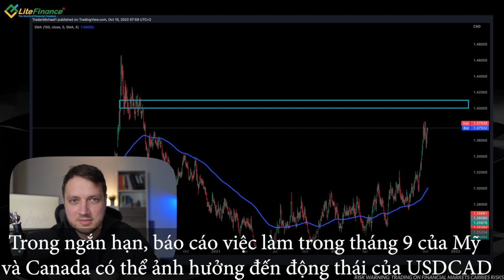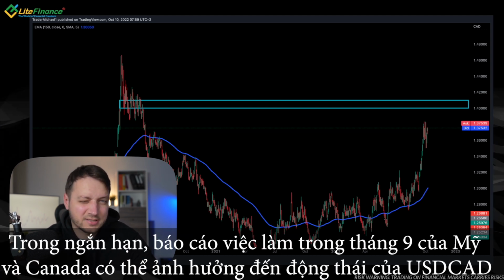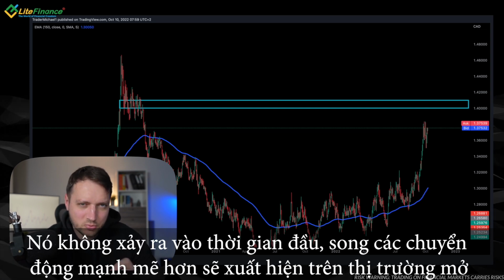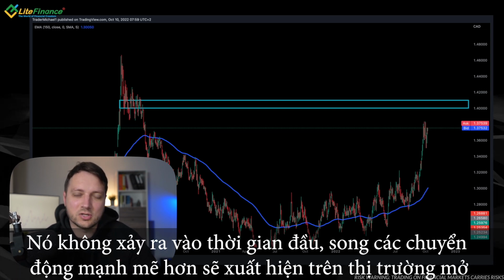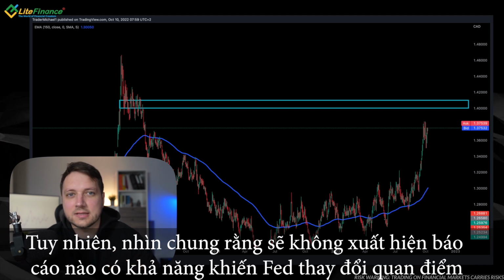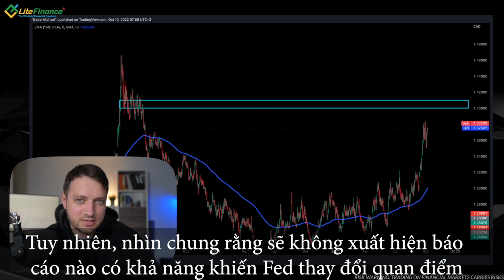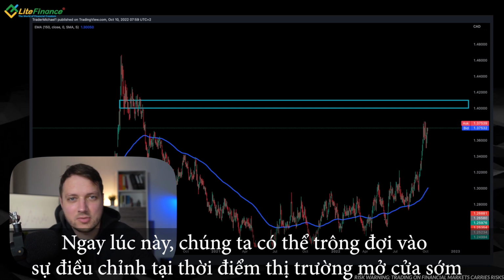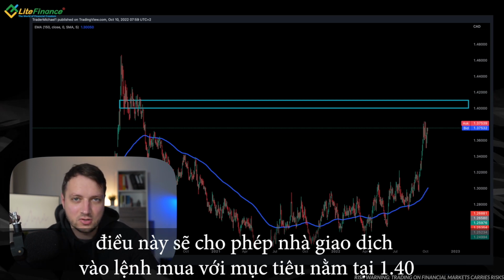In the short term, the September US and Canadian jobs report can affect the dynamics of USD CAD. It didn't happen initially, but we might see some stronger movement in the market open. But overall, it is unlikely that one report will force the Fed to change its outlook. What we can count on now is a correction at early market open that could allow us to enter longs with a target at 1.40.